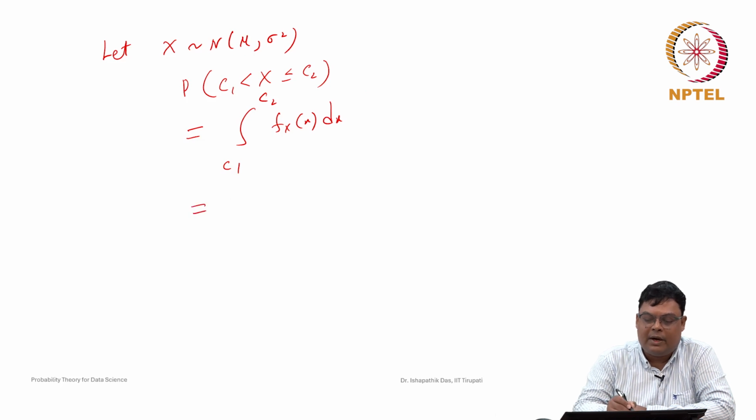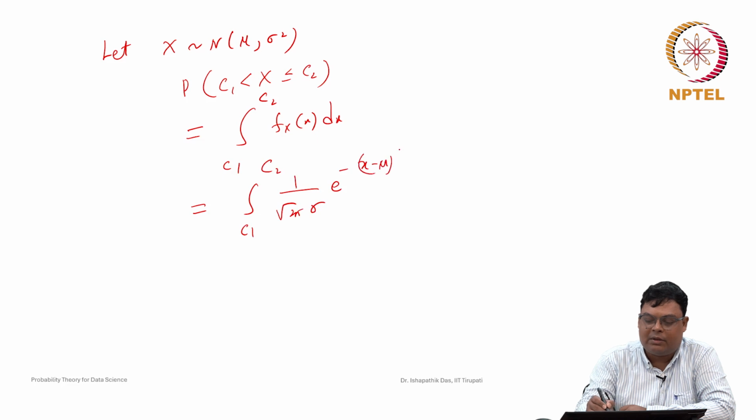So this probability will be the integral from C1 to C2 of 1 by root 2 pi sigma times e to the power of minus (x minus mu) whole squared by 2 sigma squared, dx, because this is the density function. Now, you can see that this is intractable, because this integration is not straightforward to do. We cannot find a closed-form value for it. So we can either do it numerically, or we can take a transformation.